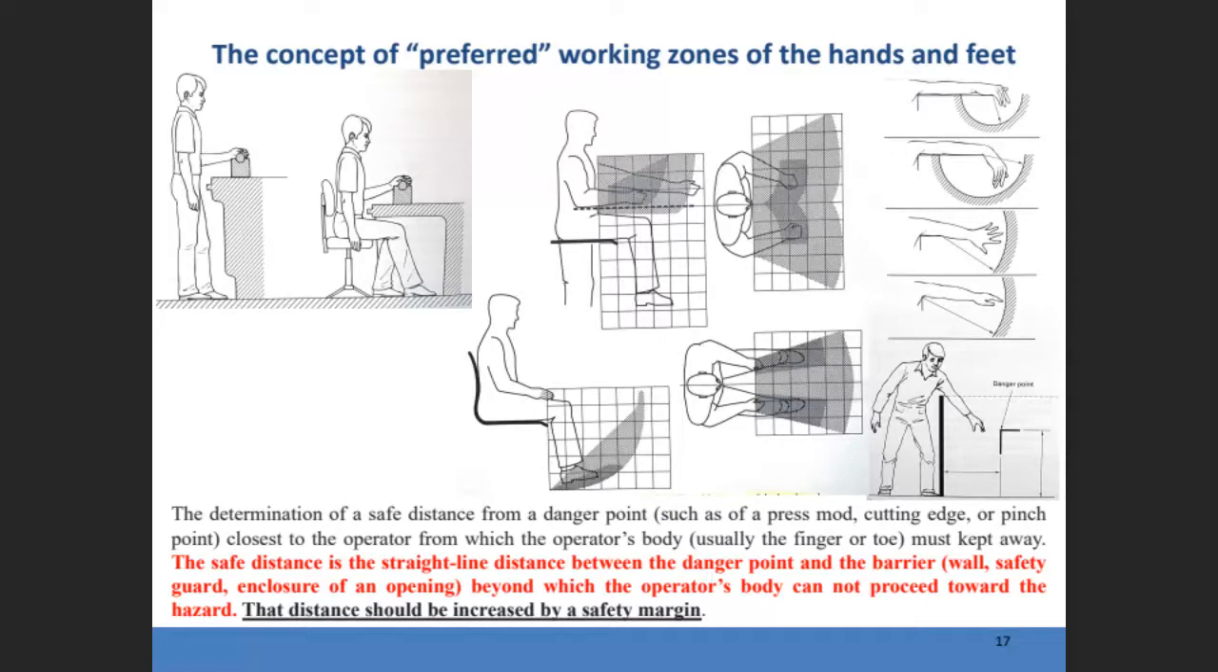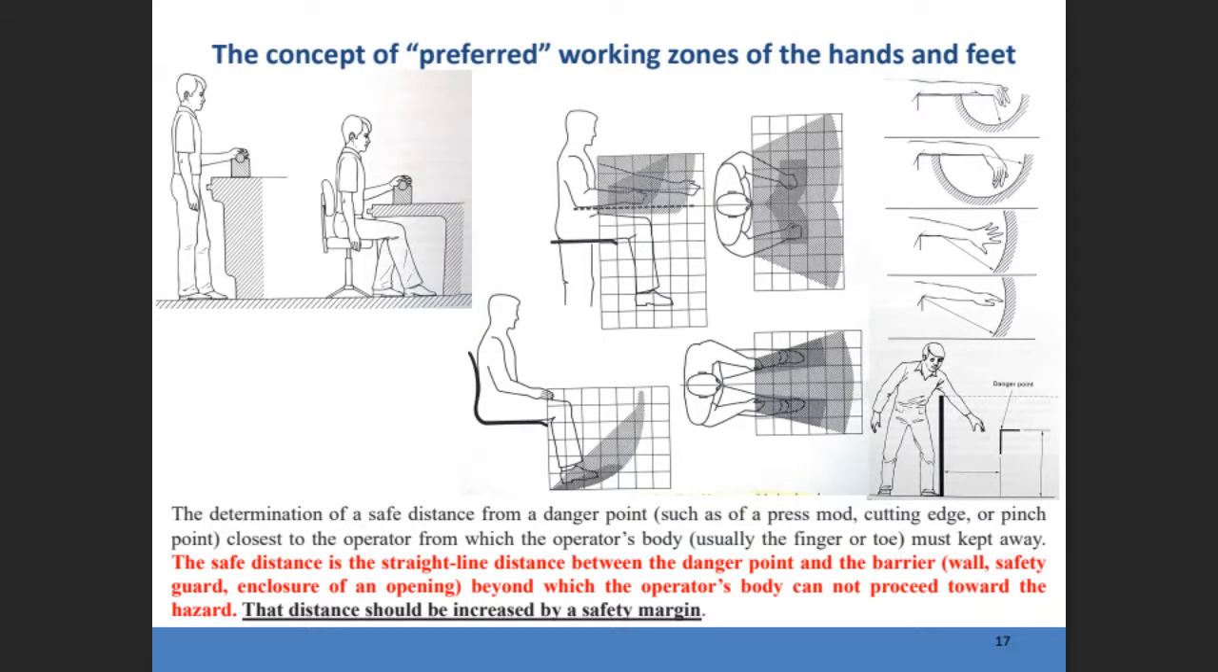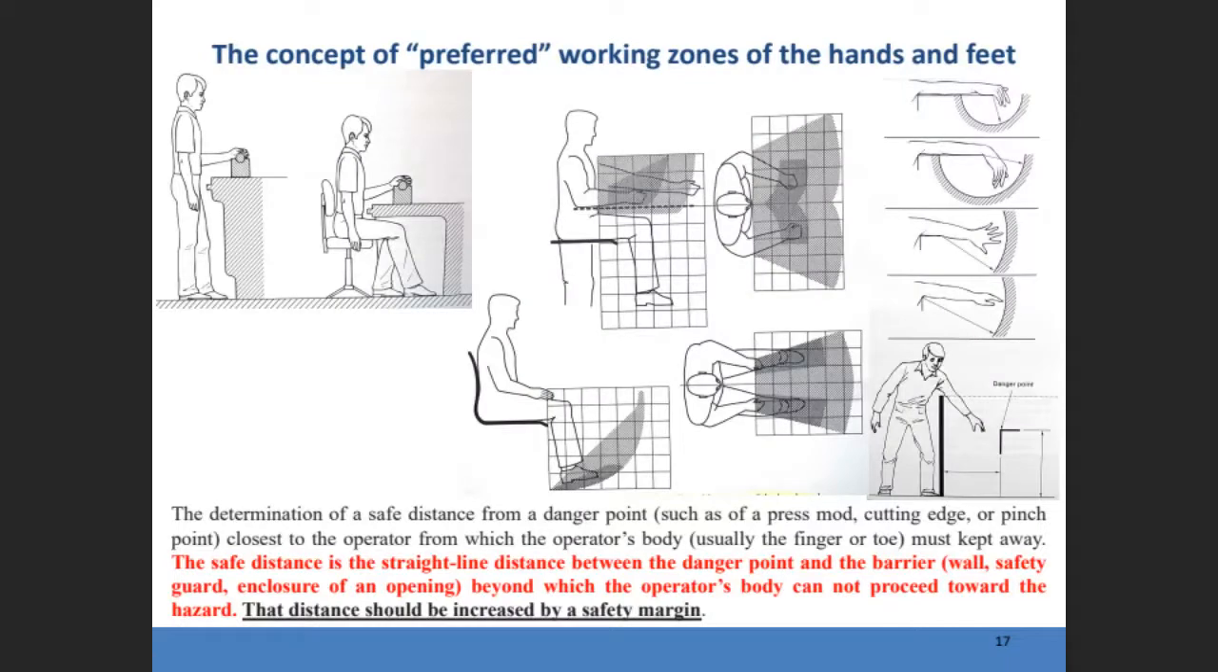And that's why the concept of preferred working zones of the hands and feet comes in the anthropometric, which means the determination of the safe distance from the danger point. So if the worker here is working and needs to have his arm in this area, and we have a danger point in this corner, I must have a barrier, and the space here must be calculated and determined. How do we determine it? Read the red font.